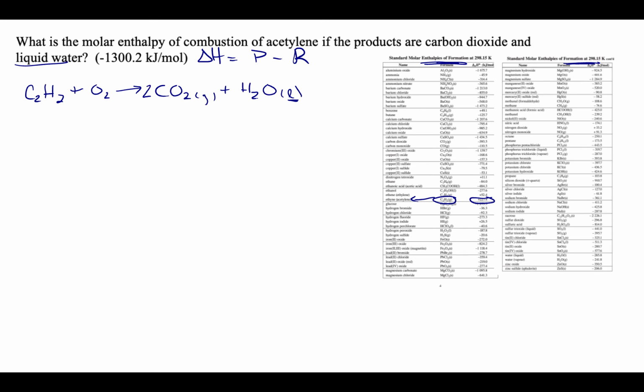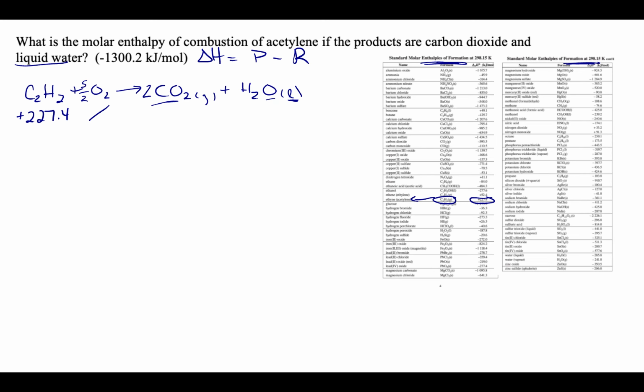Then we have 5 oxygens on the product side, 4 from the carbon dioxide, 1 from the water. So to make 5 on the right hand side, we're just going to use that fraction, 5/2. So now we have 5 oxygen on each side. Now we can start to fill in the values. So C2H2 has enthalpy of formation of positive 227.4. Elements alone are just 0, so we don't have to include them.